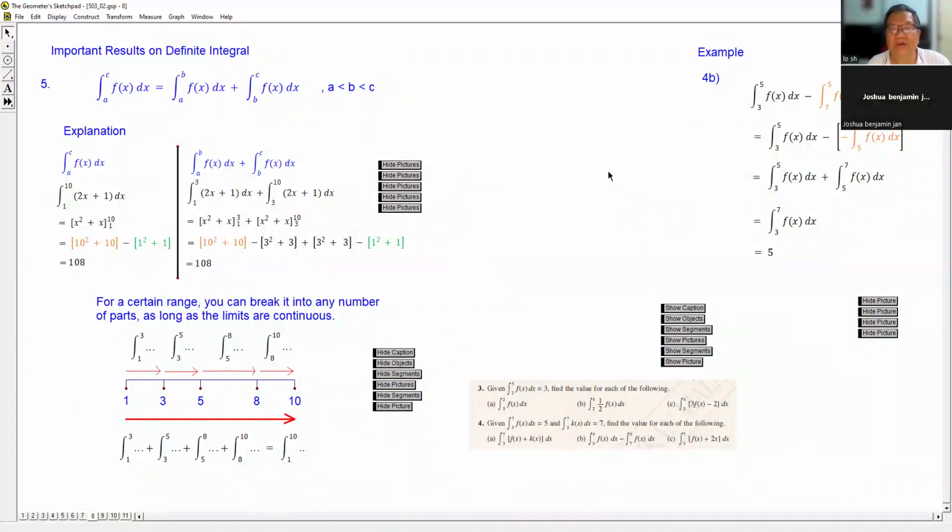No question, then let me see. Actually, there's no example like this here. Let me see, yeah. 4B. Here, this is an example. Okay, now you look at question number 4, part B here.